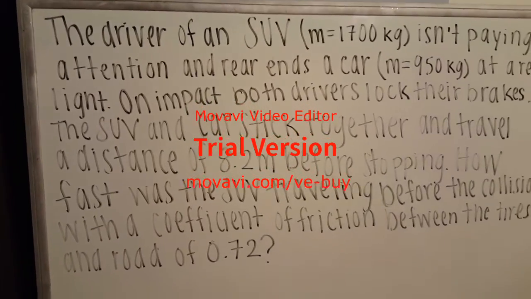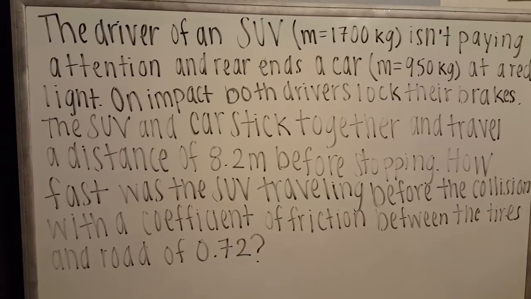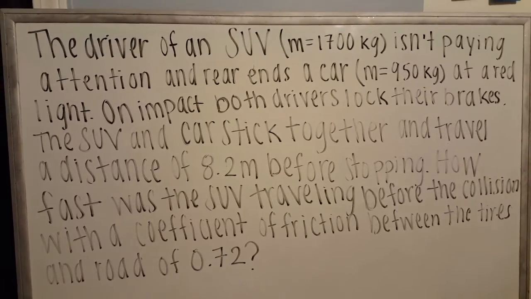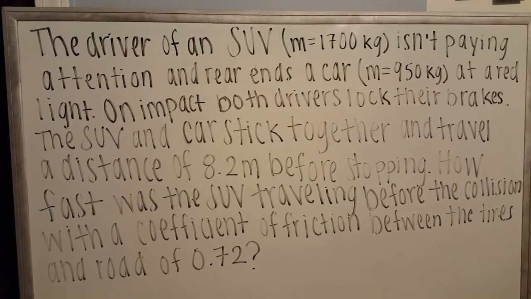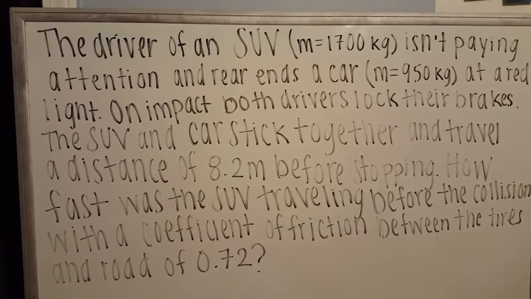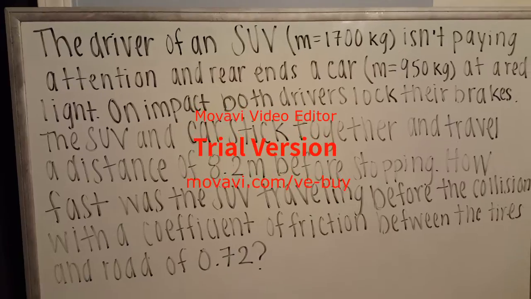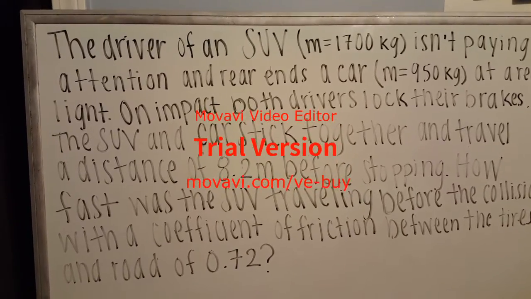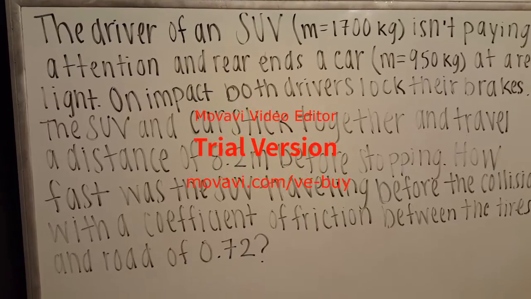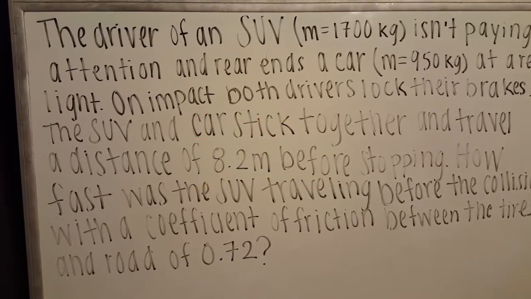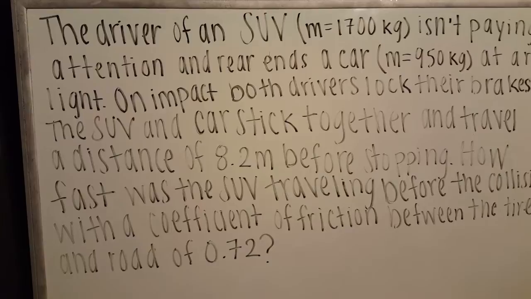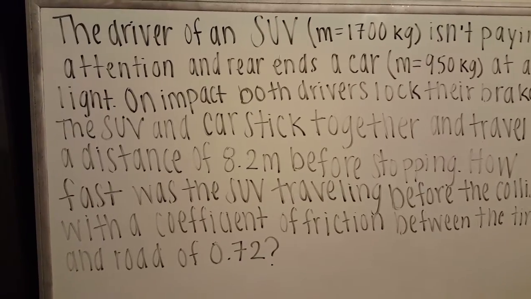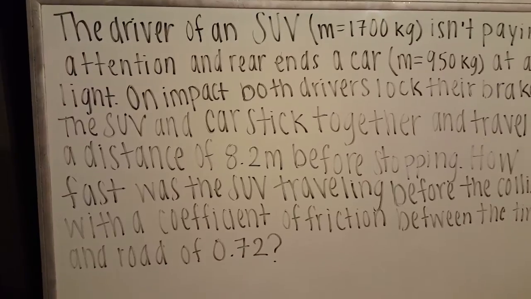So today's problem is: the driver of an SUV of mass 1,700 kilograms isn't paying attention and rear-ends a car of mass 950 kilograms at a red light. On impact, both drivers lock their brakes. The SUV and car stick together and travel a distance of 8.2 meters before stopping. How fast was the SUV traveling before the collision, with the coefficient of friction between the tires and road of 0.72?